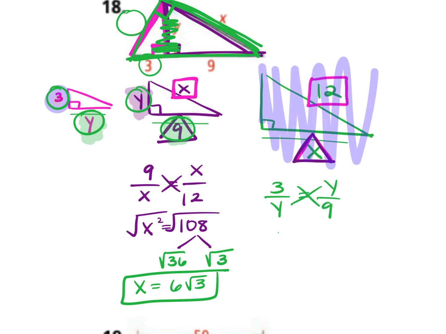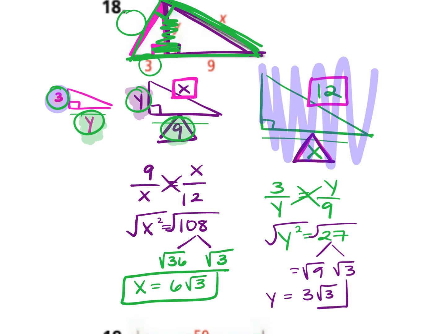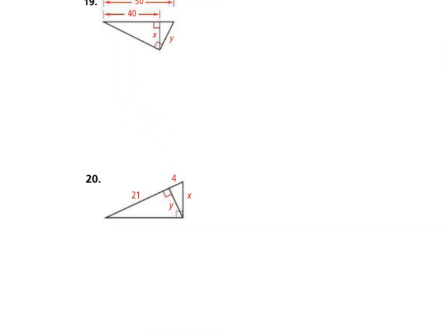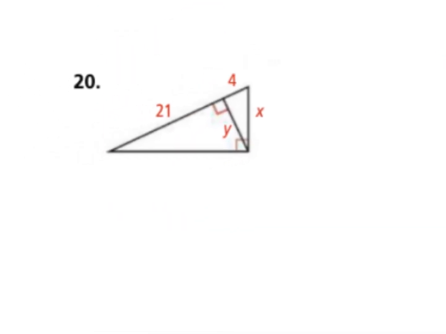And then we'll cross multiply that. So y squared equals 27. If we take the square root of that, that's going to be the square root of 9 and the square root of 3. So y equals 3 times the square root of 3 for that one. Okay. And then number 20.